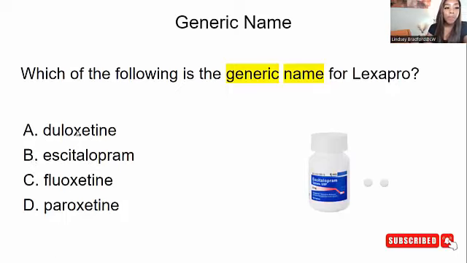But remember the suffixes that we want to highlight when we're thinking about drugs that are used to treat depression. These are drug suffixes that we want to think about. X-E-T-I-N-E, P-R-A-M, okay?